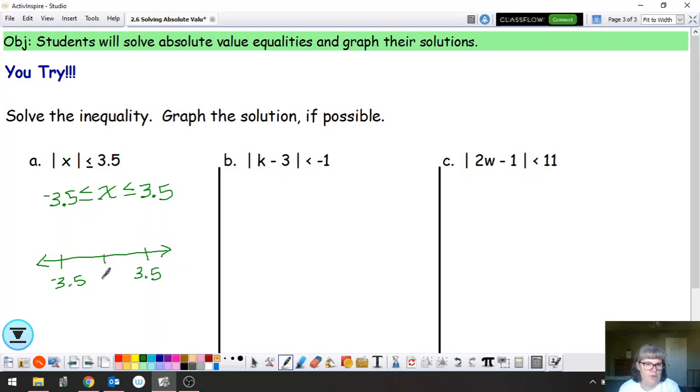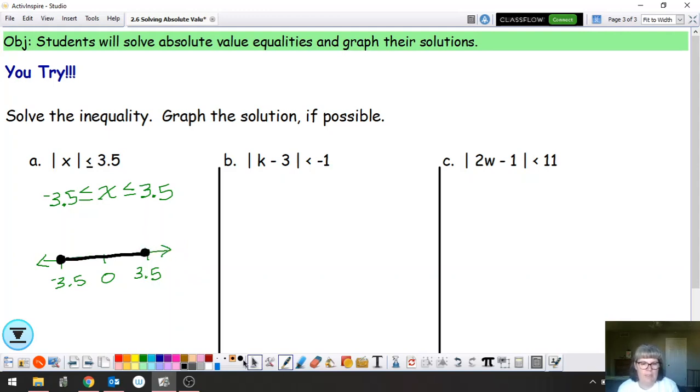I'll put 0 on. And we're including both of them. So I want a solid circle on both of them. And I'm going to connect them because it's every value in between.